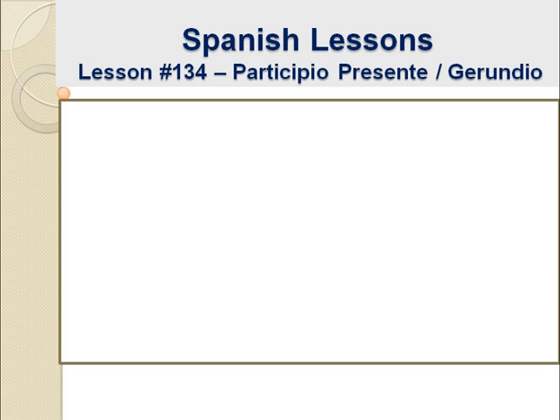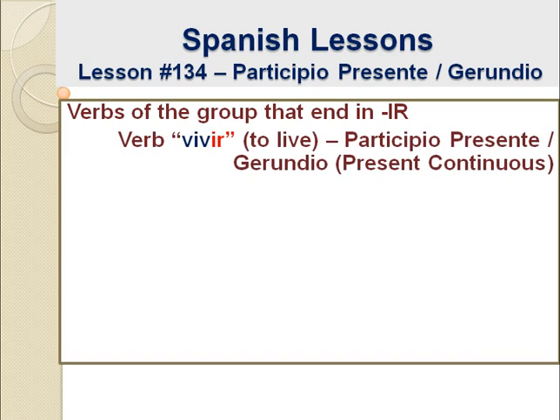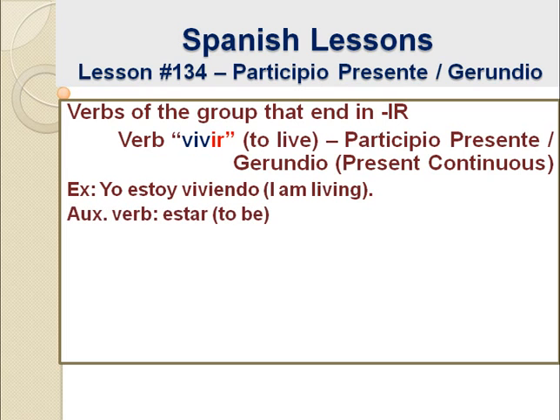Now let's end with the third and last group of verbs, the verbs that end in IR or ir. And we will use the verb vivir as an example of a regular verb of this group. Vivir means to live. Example, yo estoy viviendo. I am living. We are still using the auxiliary verb estar.